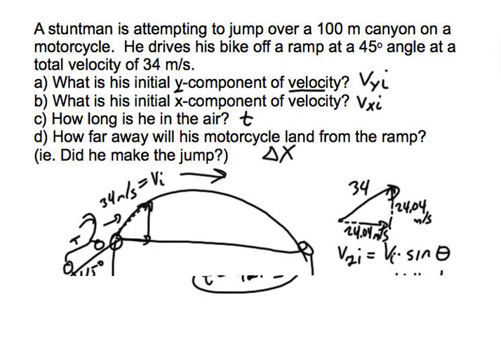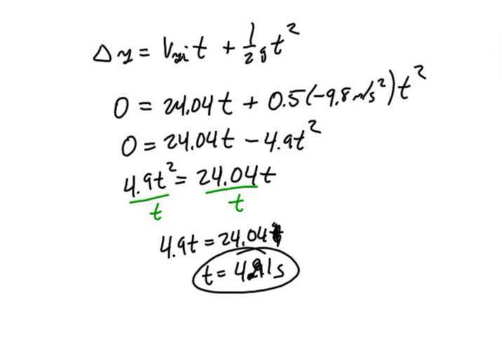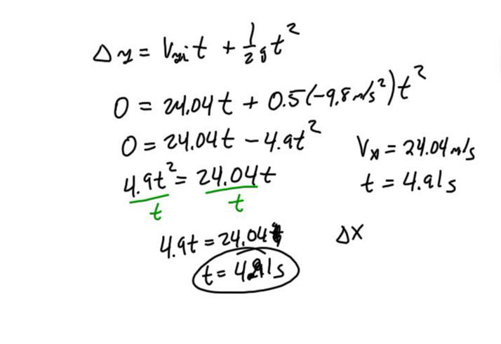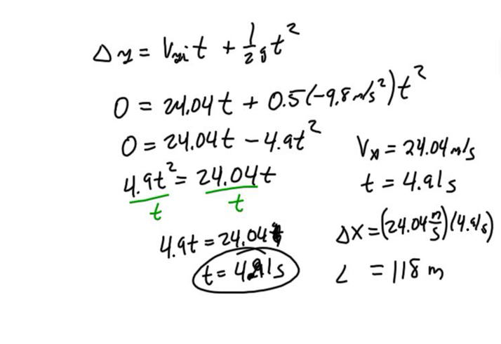So go back, and we said vx was 24.04 meters per second. T is 4.91 seconds. So how far does he travel? Delta x equals 24.04 meters per second times 4.91 seconds. So we'll multiply that out, 24.04 times 4.91. And so his delta x will be 118 meters. So if the canyon is only 100 meters wide, then yes, he would land, he would clear this by about 18 meters, assuming no air resistance, which is why it's always probably good to be on the long side here.